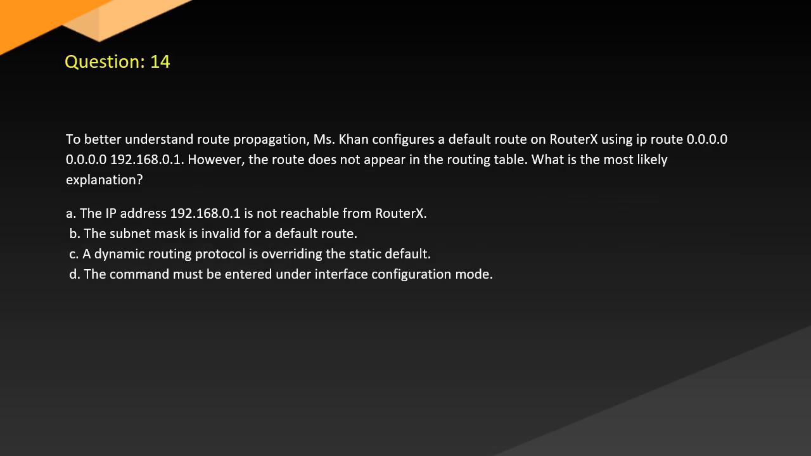Question 14. To better understand route propagation, ICND configures a default route on RouterX using ip route 0.0.0.0 0.0.0.0 192.168.0.1. However, the route does not appear in the routing table. What is the most likely explanation? A. The IP address 192.168.0.1 is not reachable from RouterX. B. The subnet mask is invalid for a default route. C. A dynamic routing protocol is overriding the static default. D. The command must be entered under interface configuration mode.